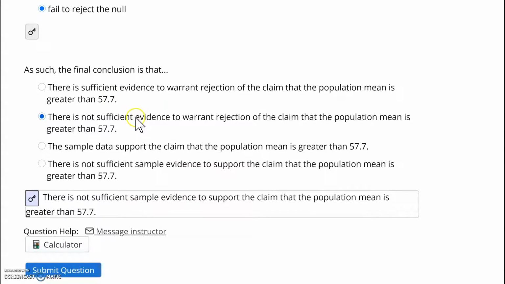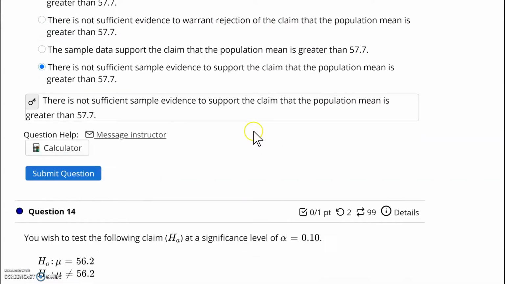So this one didn't include the word sample. So it's this one. So you have to say sample evidence. So there is not sufficient sample evidence to support the claim. All right, so now that's how you would do these questions, and that's how you do the next ones.